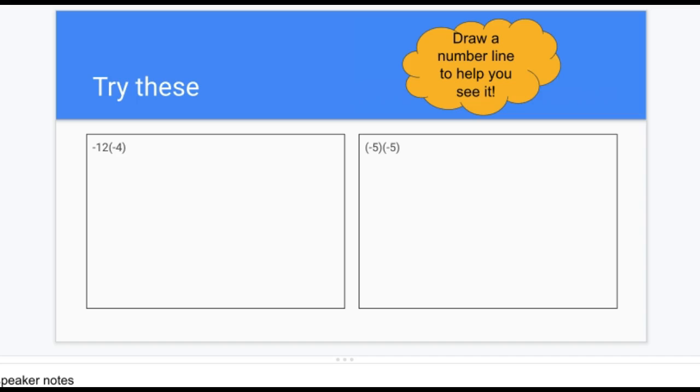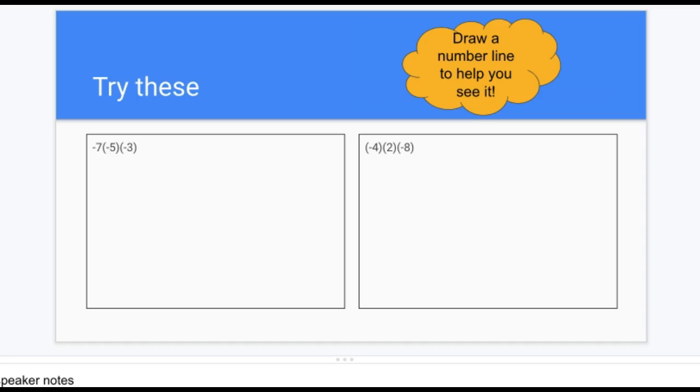So now we're looking at a negative 12 times a negative 4. The signs here are the same. Are they the same? Yep, they are. So the answer to that is a positive 48. I almost said 36, but it's a positive 48. All right, let's look at the next one. We're looking at a negative 5 times a negative 5. Signs same or different? They are the same, so it's going to be positive. So negative 5 times negative 5 is a positive 25.